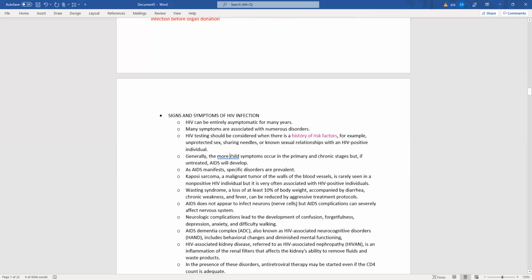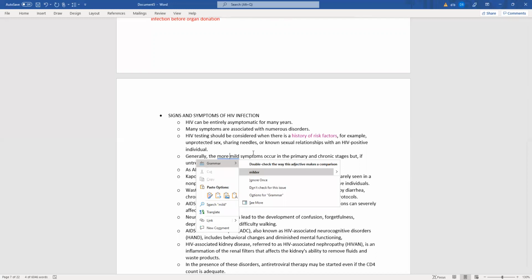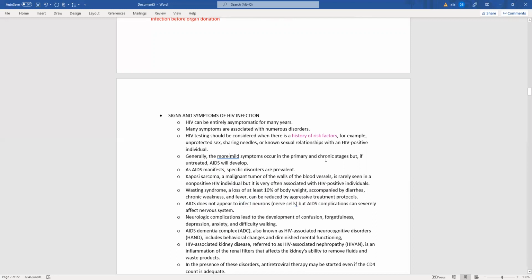Generally, more mild symptoms occur in the primary and chronic stages, but if untreated, AIDS will develop. As AIDS manifests, specific disorders are prevalent. You got Kaposi sarcoma, a malignant tumor of the walls of the blood vessels. It's rarely seen in a non-HIV positive individual, but it is very often associated with HIV positive individuals.